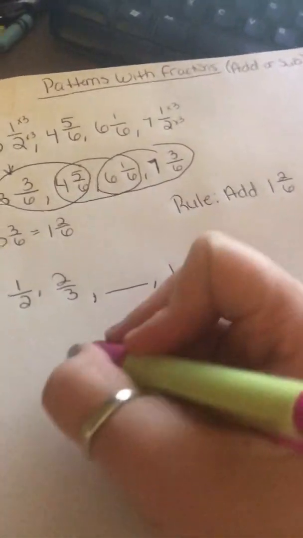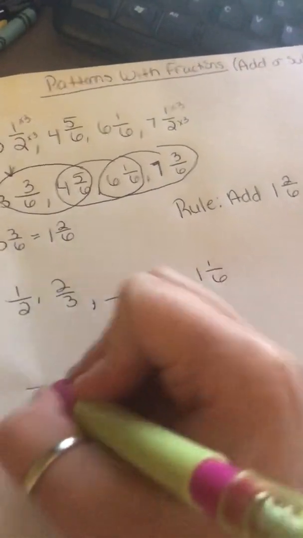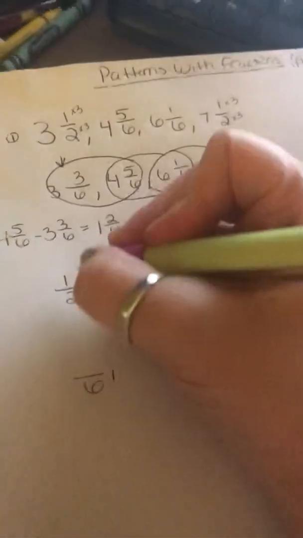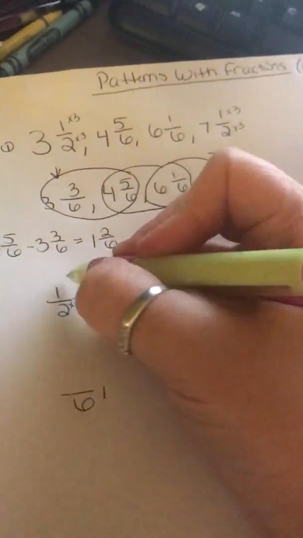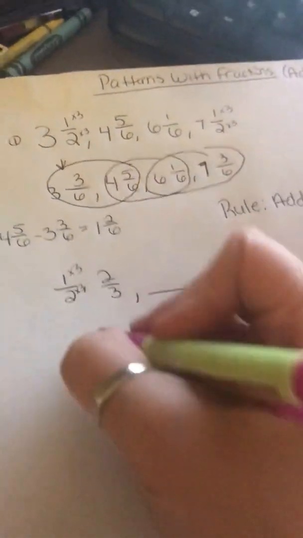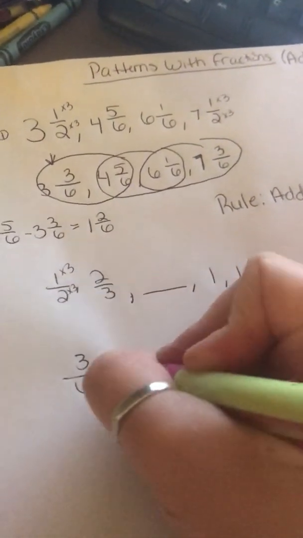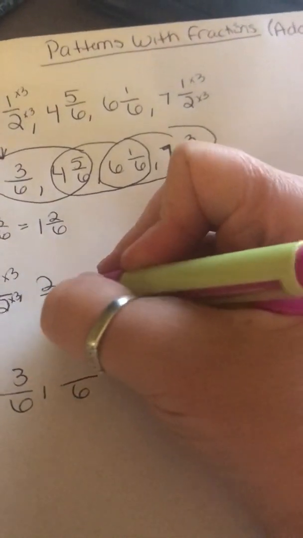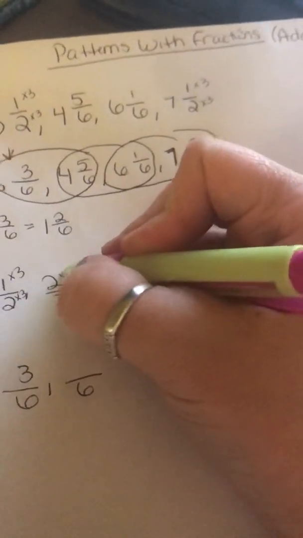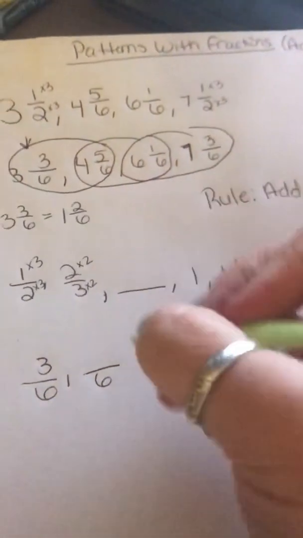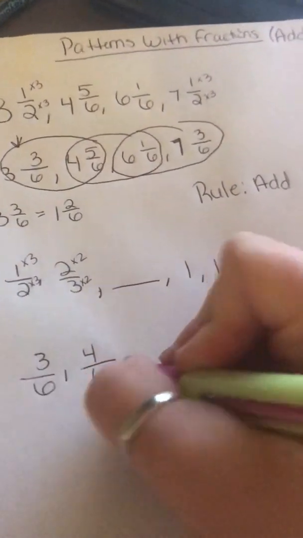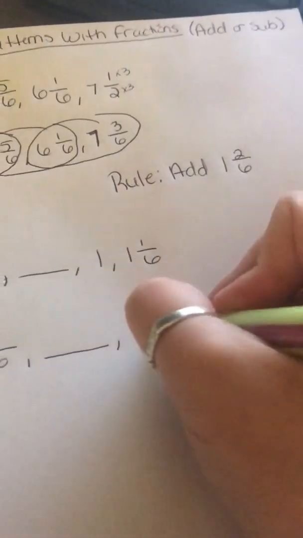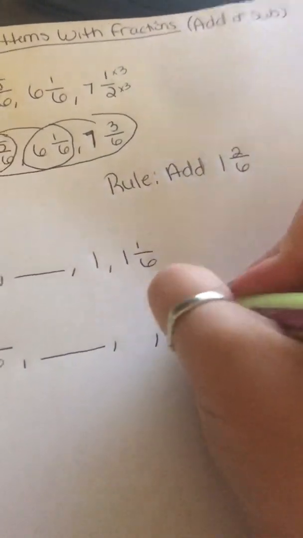For the 1/2, if I'm turning the denominator into a 6, I multiplied 2 times 3. So I've got to multiply the top by 3 as well. 1/2 becomes 3/6. For 2/3, I'm turning the denominator into 6, so I multiplied 3 times 2. Whatever I do to the bottom, I have to do to the top. 2 times 2 is 4. I'll leave my blank. My last one remains the same.